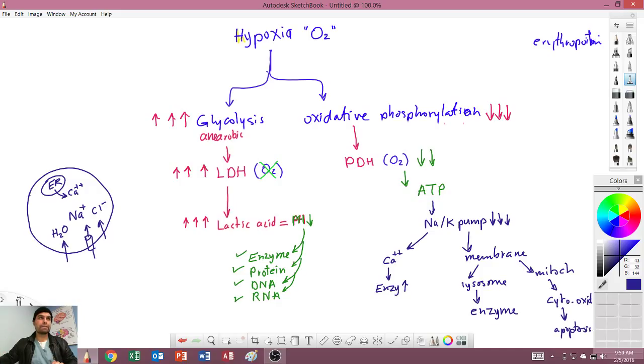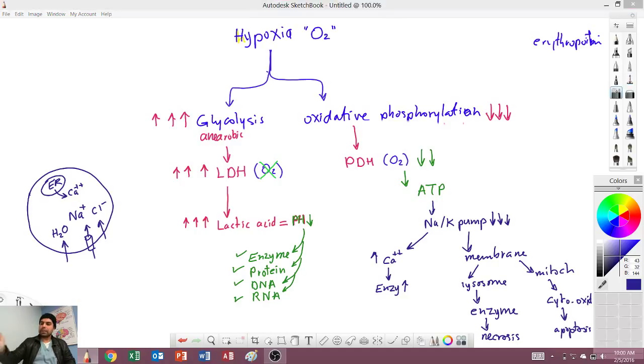The calcium being increased in the cytoplasm, the enzymes increase? Yeah, they will activate enzymes like lipase and all that stuff, and they'll destroy the membrane. Lysosomal enzyme or damage leads to necrosis. Mitochondrial damage leads to apoptosis. It depends which one occurs first. Most of the time it's lysosomal first. Okay, and the cell dies.